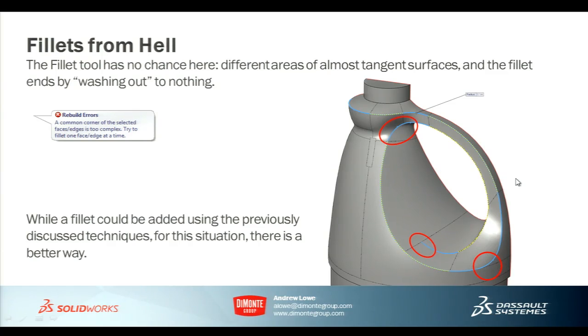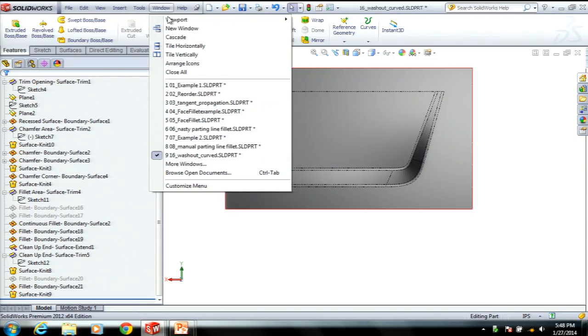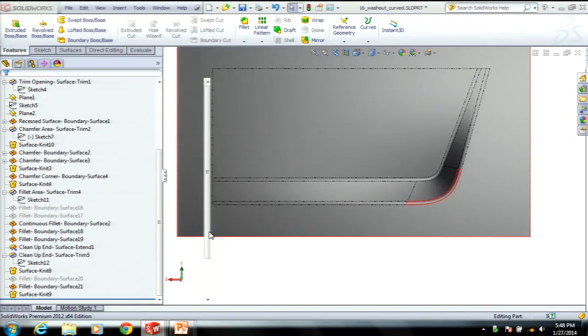So while we could have used techniques discussed previously, we could extrude blocks in the tricky areas, we could get the fillets we need, there is a better way. So what does the fillet tool always generate? Well, it generates two new sets of edges with a transition in between them. So it would be able to create these edges with a series of split lines like I did in the last example. But on the bleach bottle, it's going to be difficult. It might require a whole bunch of split lines on different planes just because of the shape.